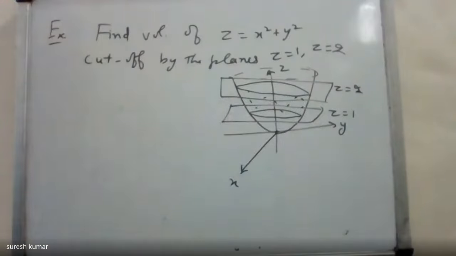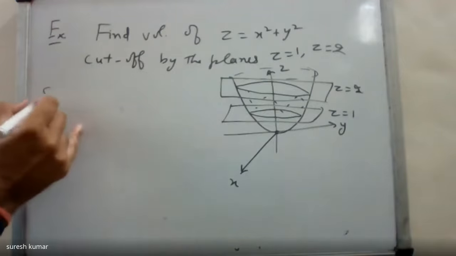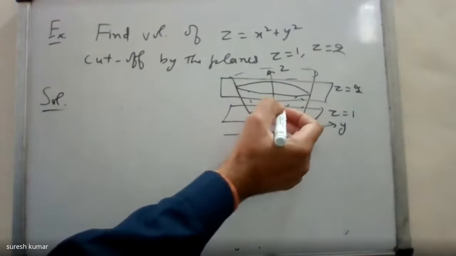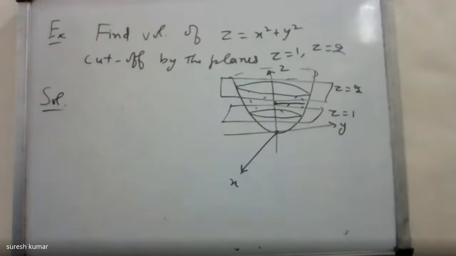So how to find it? Which kind of coordinates are suitable in this case? Let's use cylindrical coordinates. So what is the variation of r in this given region? Variation of r, can you tell?